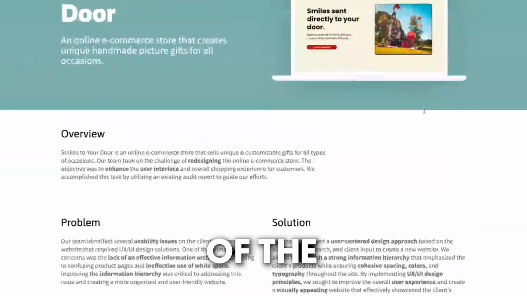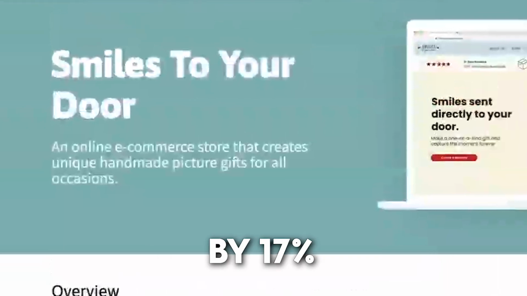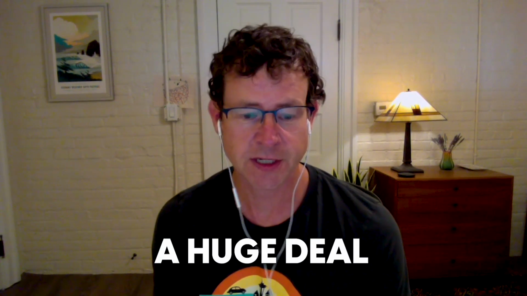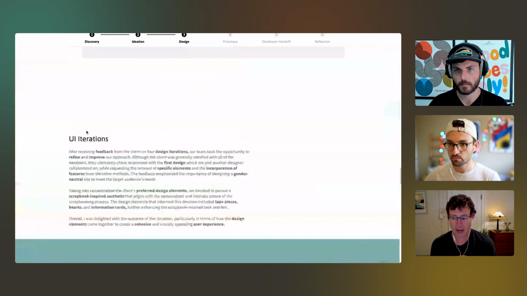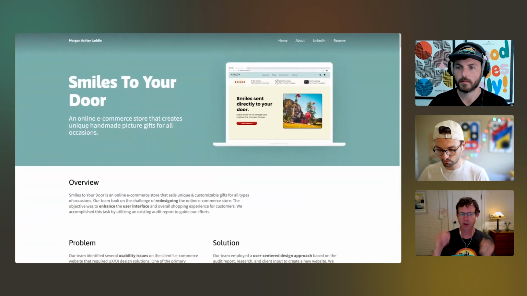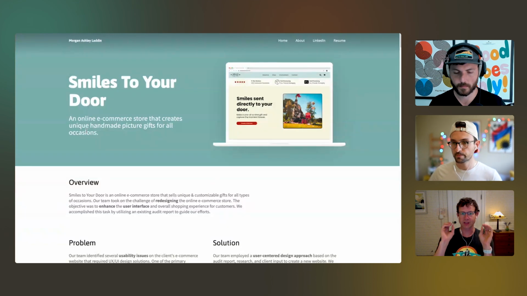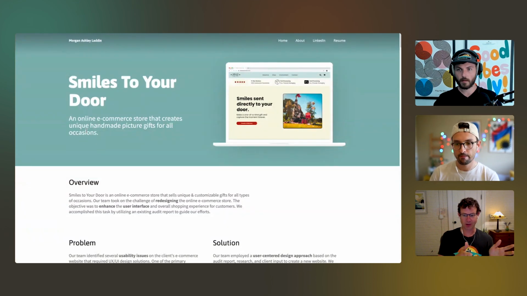If instead of the headline being smiles to your door, it's improving cart conversion by 17%, that's a huge deal. And I think that I saw a bunch of red flags in this case study. That's kind of where I start when I review these things, or remember, snap back to the day in the life of the person reviewing this to consider Morgan for a job.